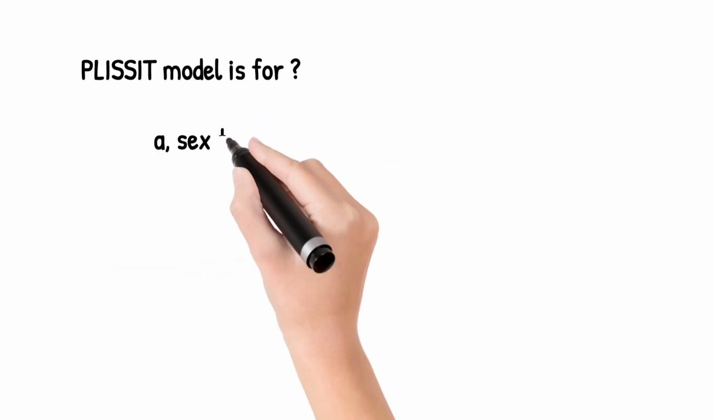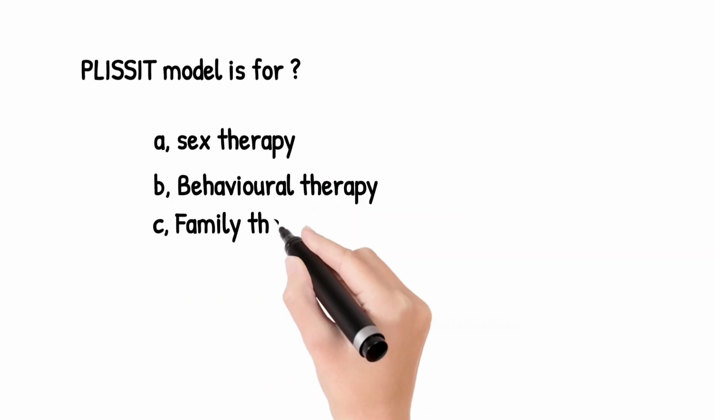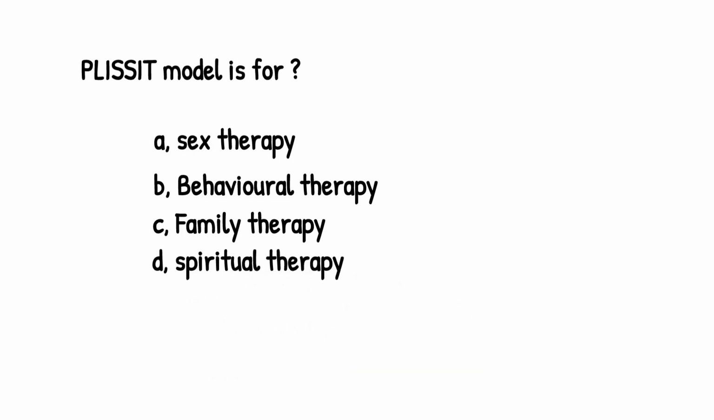Next question. PLISSIT model is for option A, sex therapy, option B, behavioral therapy, option C, family therapy, option D, spiritual therapy. The answer is option A, sex therapy.